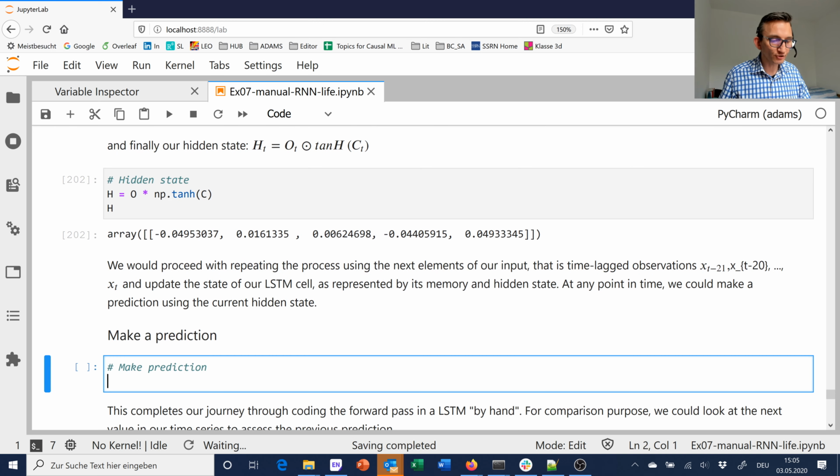Nonetheless, we can try to pull out a prediction which would involve the dot product once again, where we take the hidden state and multiply that with the hidden state to the output layer weights and adding a bias.